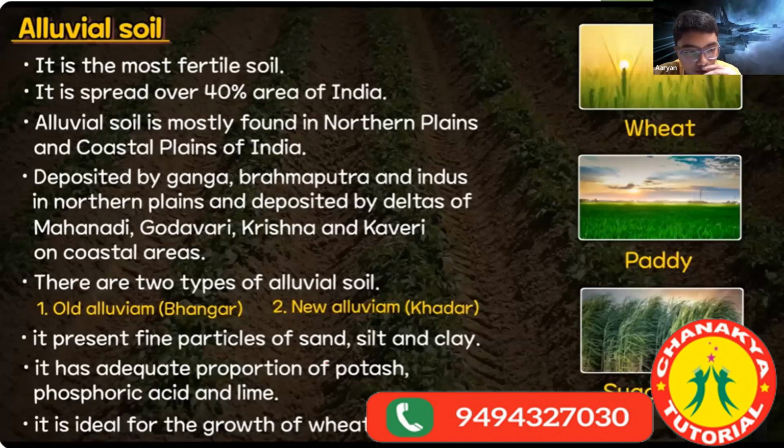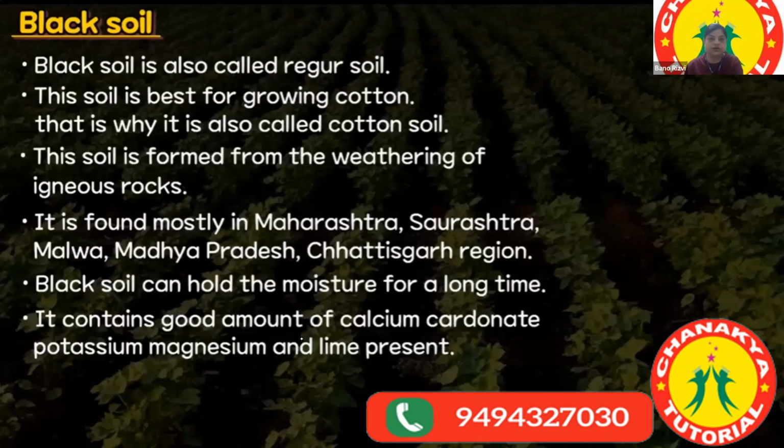It has fine particles of sand, silt, and clay. It has adequate proportion of potash, phosphoric acid, and lime. It is ideal for growth of wheat, paddy, sugarcane, etc. Okay, so next we have black soil.